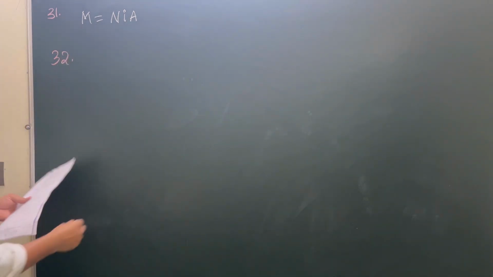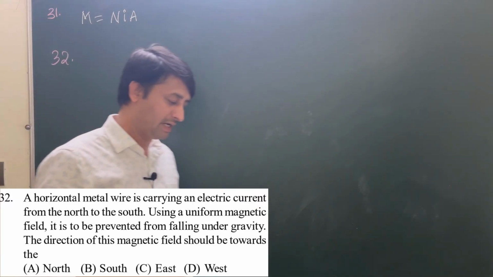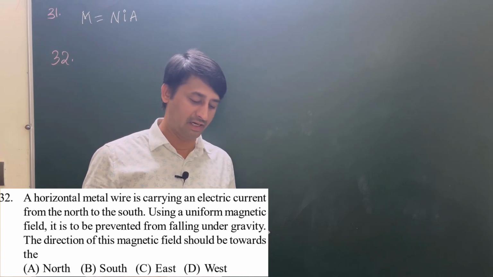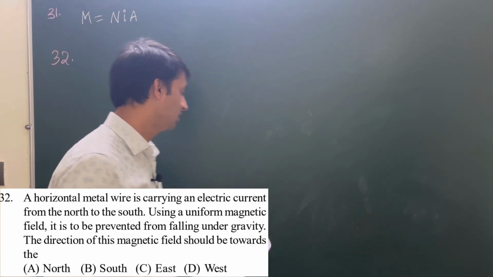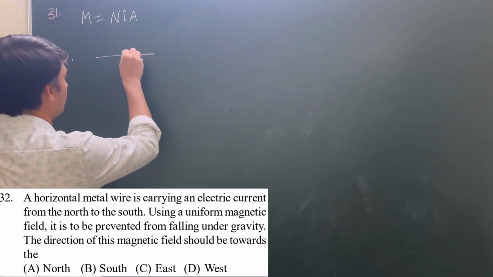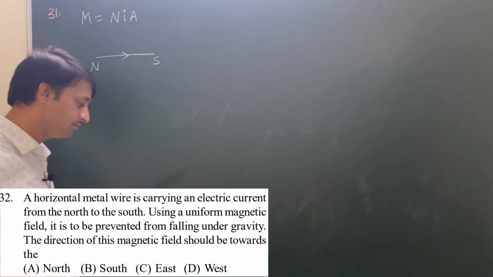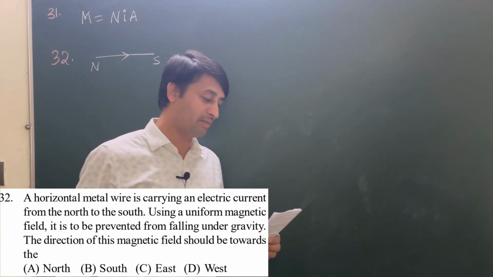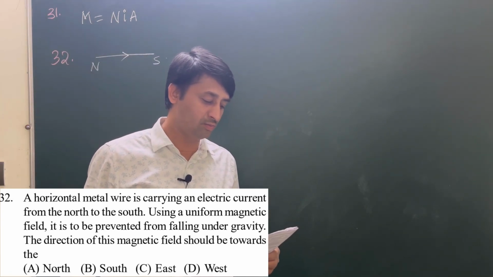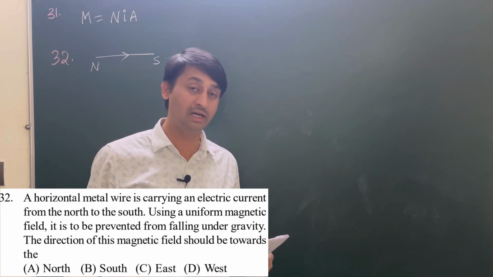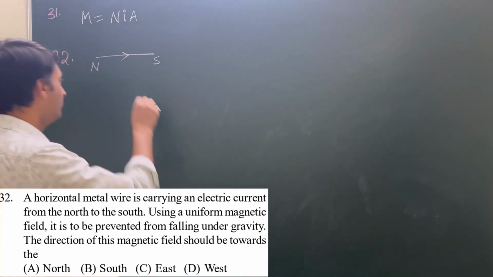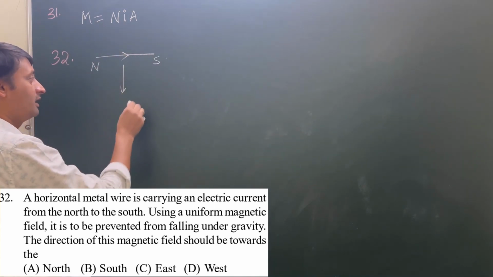Next, question number 32. What does it say? A horizontal wire is carrying an electric current from north to south. Using a uniform magnetic field, it is to be prevented from falling under gravity.